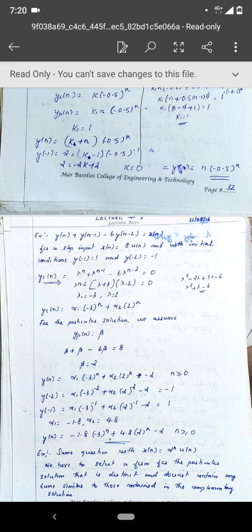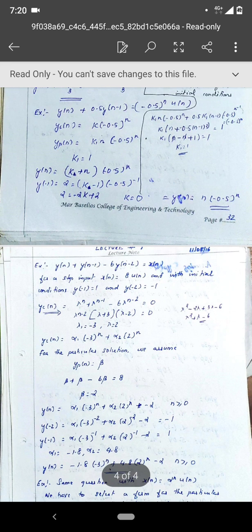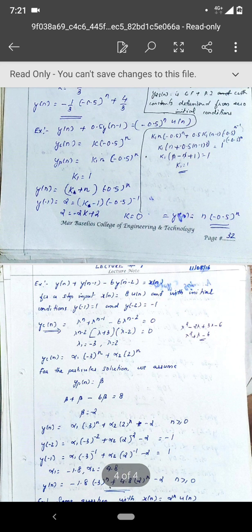The thing is that you should write, instead of minus 0.5 raised to n multiplied with some other constant k1, you have to multiply that with n also. So k1, additionally write n, then minus 0.5 raised to n. That is the only difference. Whenever the input is in the form of the complementary function, you can see that minus 0.5 raised to n u of n is in the form of the complementary function, then you cannot apply the normal method.